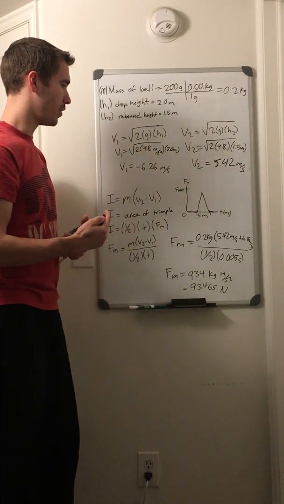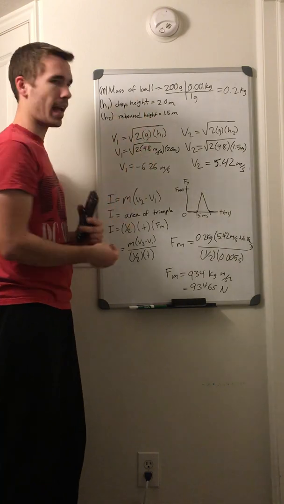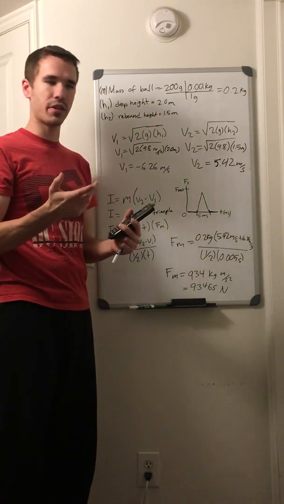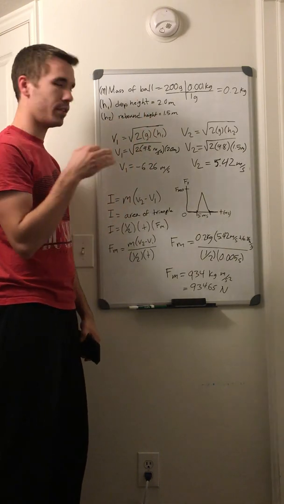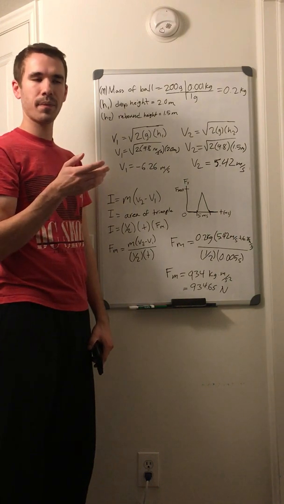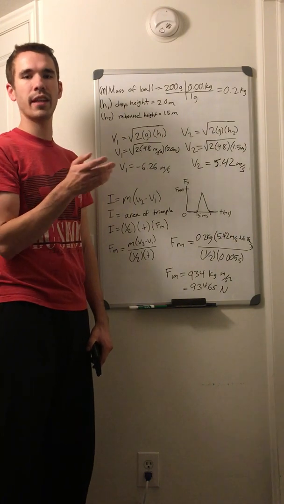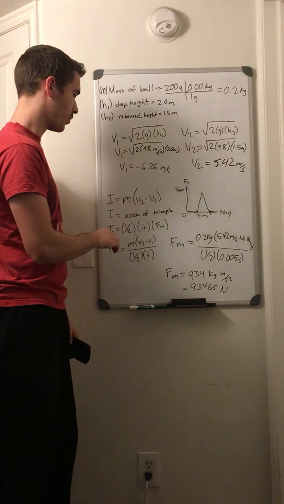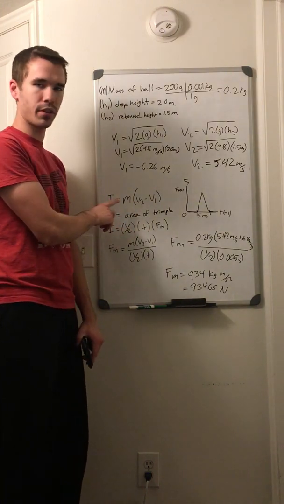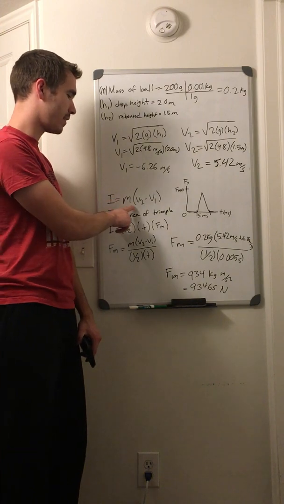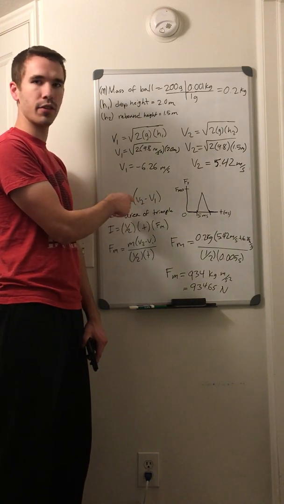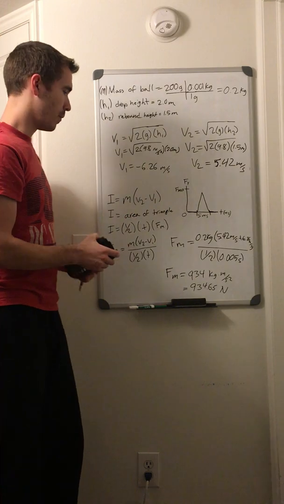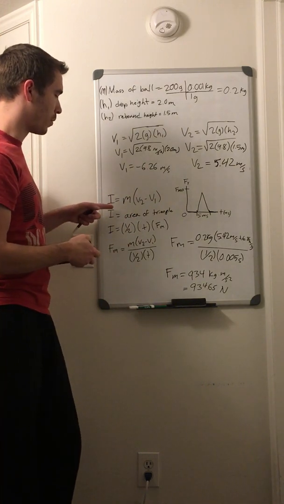So to use what we have derived and to get that final question solved, what we need to do is use another formula and derive an equation that can fit that question. To do this, we start with this equation here: I equals the mass times v2 minus v1, but we don't have impulse.